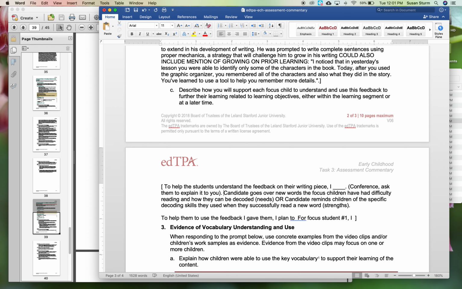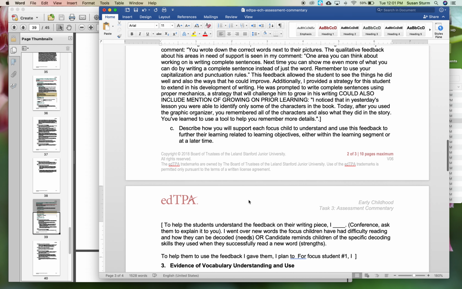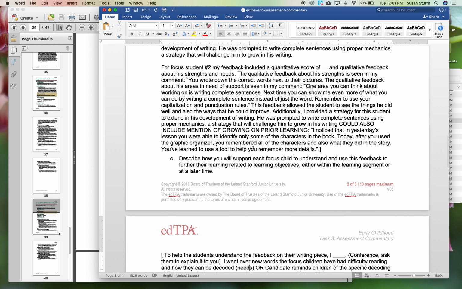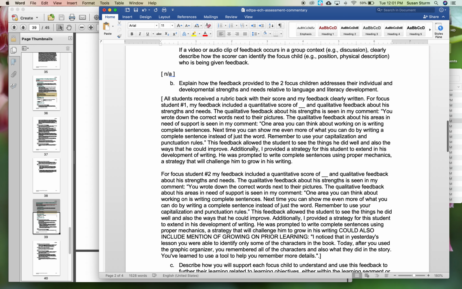And then I would say, I went over, so this is just an example, new words that the focus children had difficulty reading and how they can be decoded, building on their needs. So this one's really got to follow from what you wrote back here in their needs.